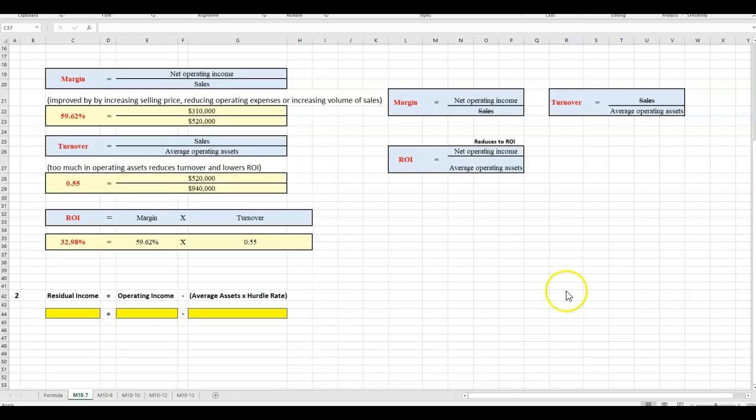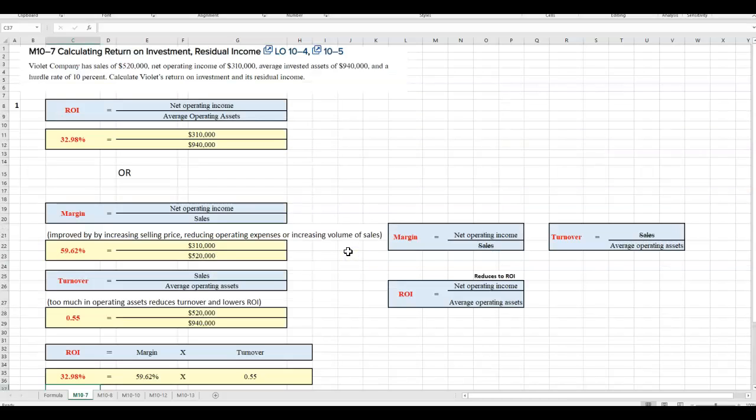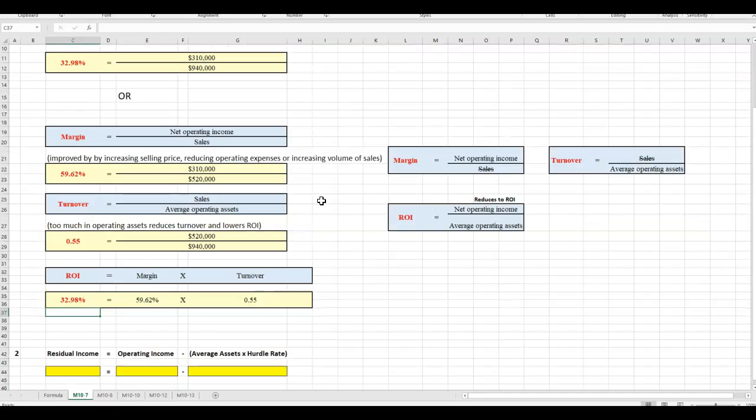Okay, residual income is operating income minus your average assets times your hurdle rate. So here's the thing. They have a hurdle rate of 10%. That means they don't invest in anything unless they can get at least a 10% return. Residual income is the amount over that.